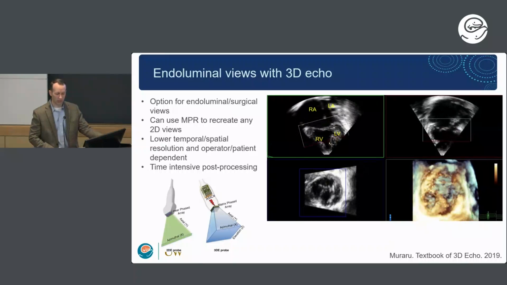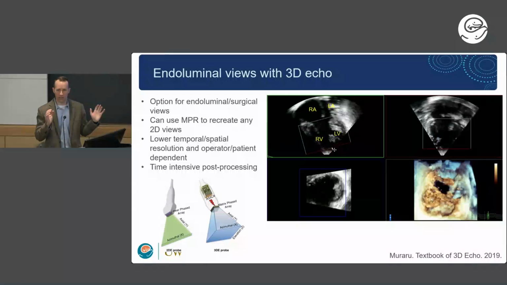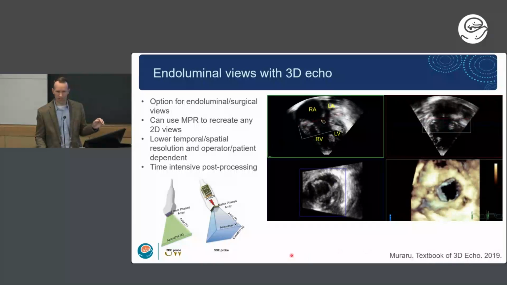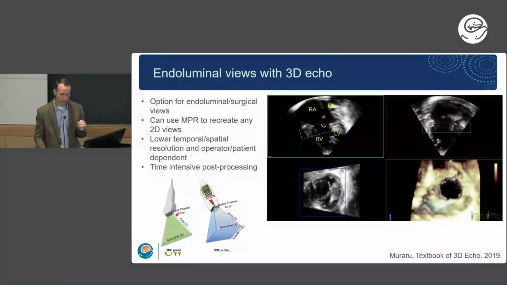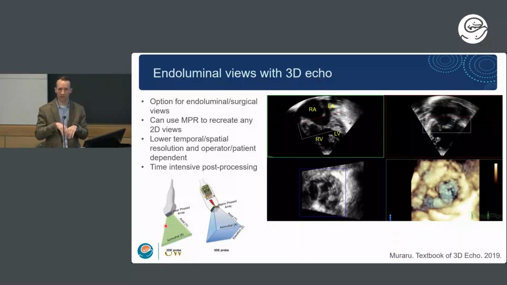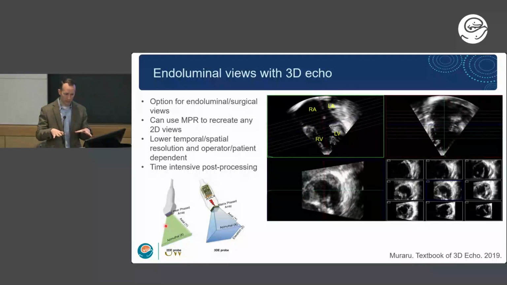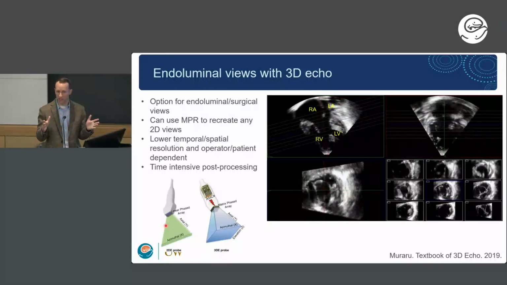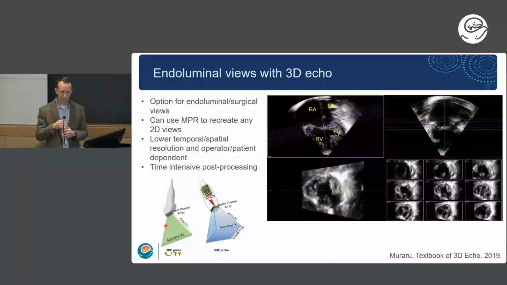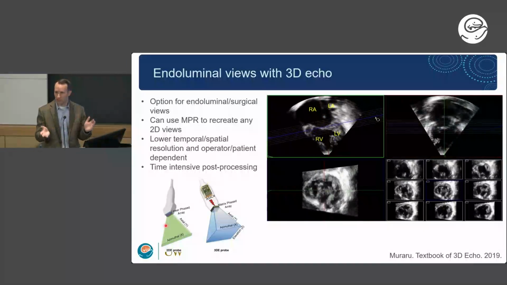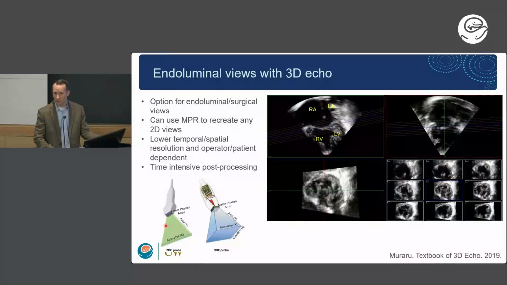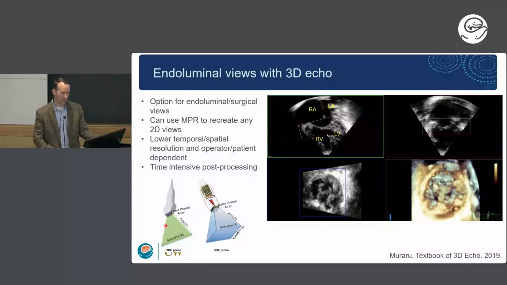So one of the ways that we can do that that's echo based is we can go from 2D to 3D echo. Rather than a 2D echo having a line of crystals that acquires a 2D slice, it has a matrix of crystals, and it sends out a pyramid of ultrasound beams, and then we get this whole 3D data set that you can manipulate. You can do endoluminal views, you can adjust it, do cut planes through it, but there are lots of opportunities to interact with that data set and recreate any 2D views or get the endoluminal 3D views.